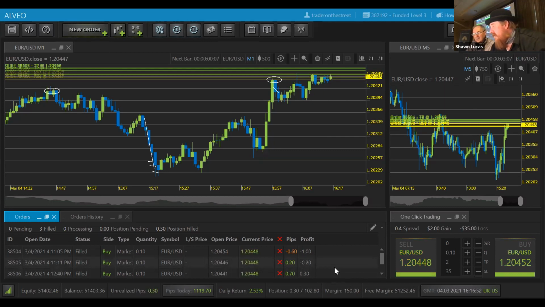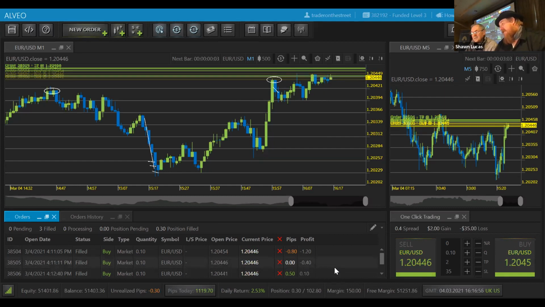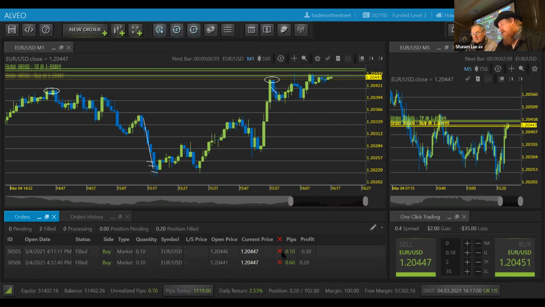Don't want to see a wick there, and it's starting to form a wick. Let's close out that top trade. Let's close out of both trades. Too much.